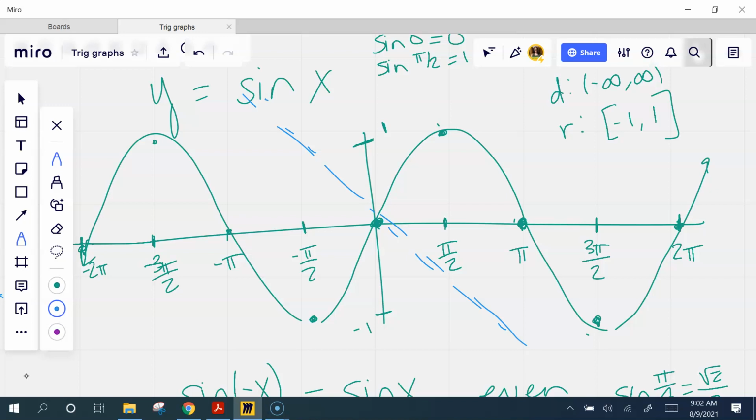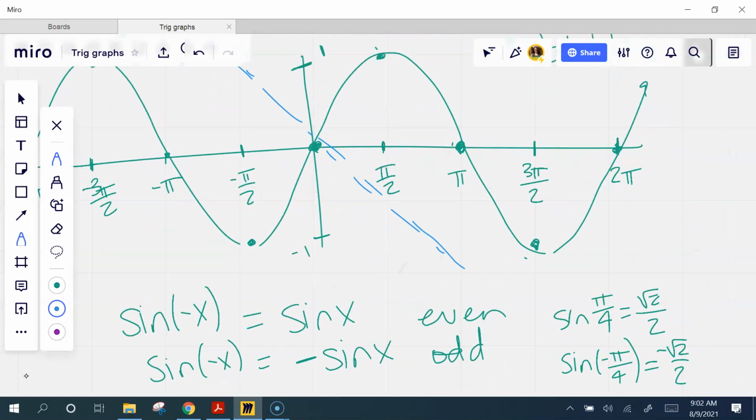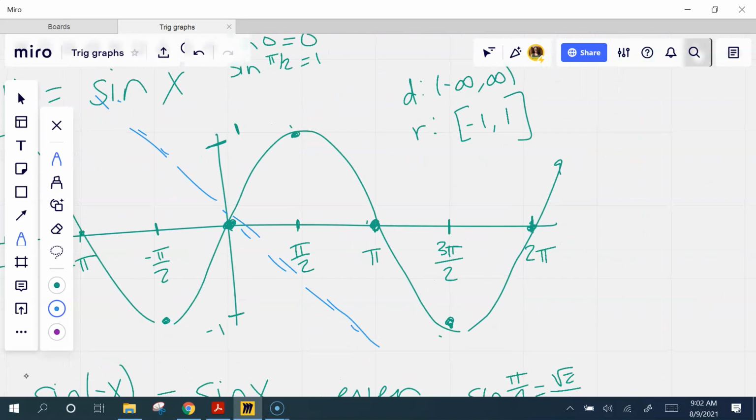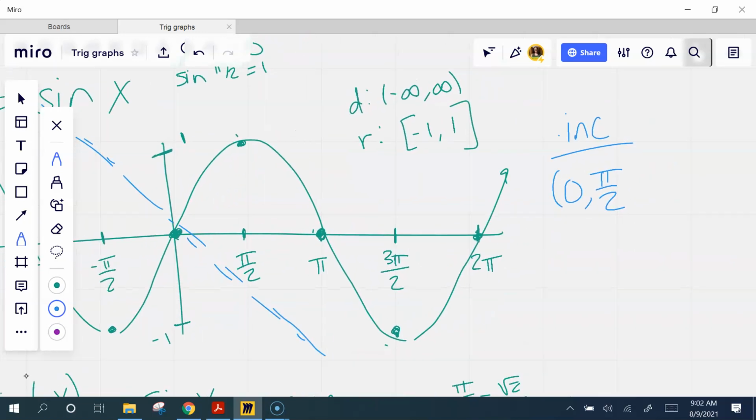All right. How about increasing intervals? What does that mean? It's going up for those, but it's going down for those. So it starts going up to 0. So let's see, from 0 to pi over 2, it's increasing. From pi over 2 to... How can I show that here? Oh, we did this. It's a U. That means union, right?